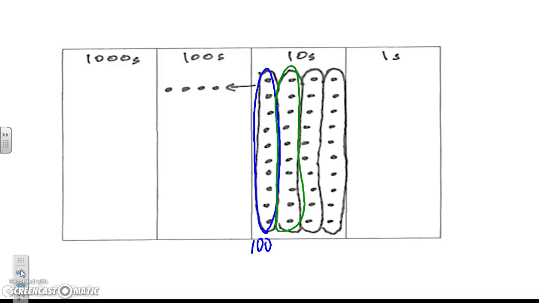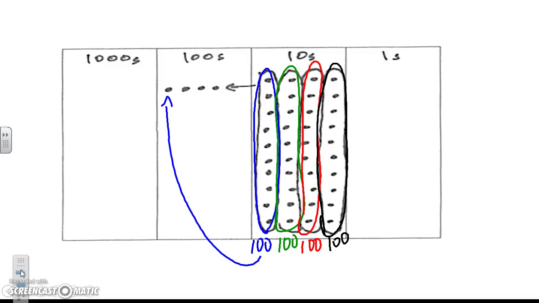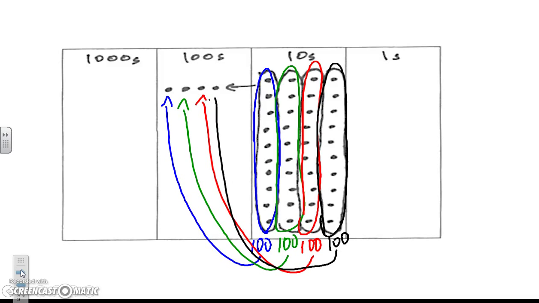Here's another group that's equal to 100. Another group that's equal to 100. And my last group of 10 tens is equal to 100. So here, I have all of my hundreds, because it takes 10 tens to get to 100, because hundreds are 10 times bigger.